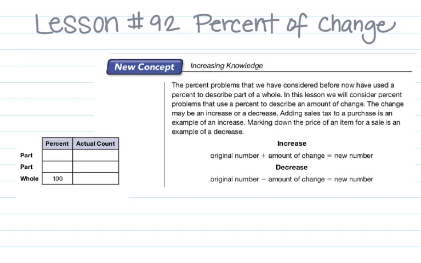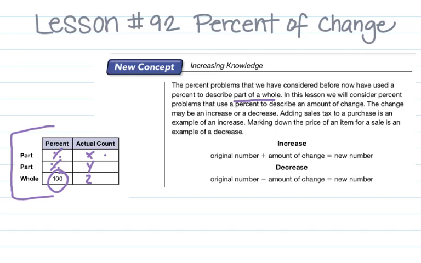Now we have done percentage problems in the past, and what we have been doing with percentages is part of a whole. We have had a percentage and a percentage that adds up to 100, and then we have real numbers, and we have to find one of these real numbers using what we know about percentages. That is what we have been doing.